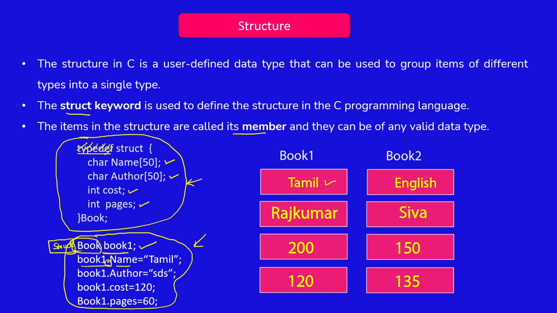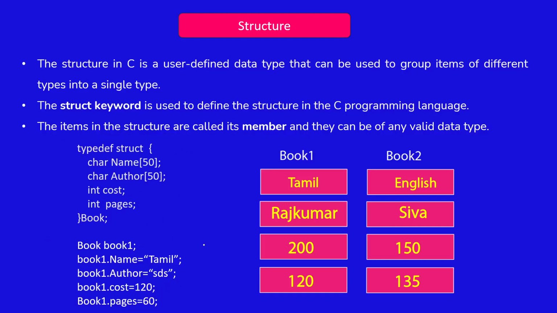Here name Tamil, author Rajkumar. Cost of the book 200. Then number of pages 130. So this is how you have to give values to the structure. Here you can't use name of the author and name of the book because this is a template only. Here only you have to define all the values.